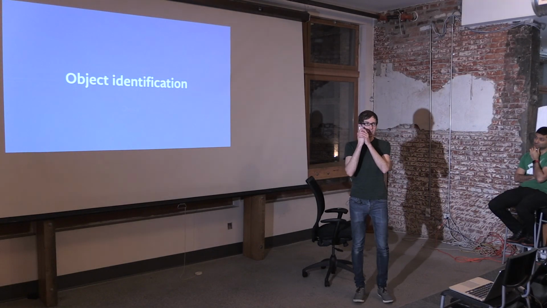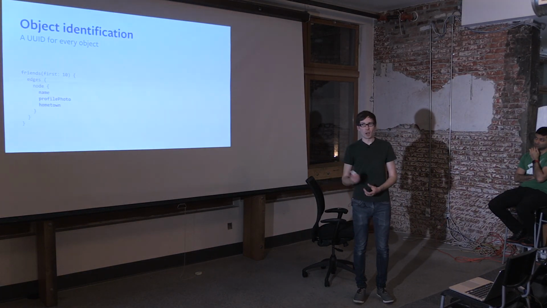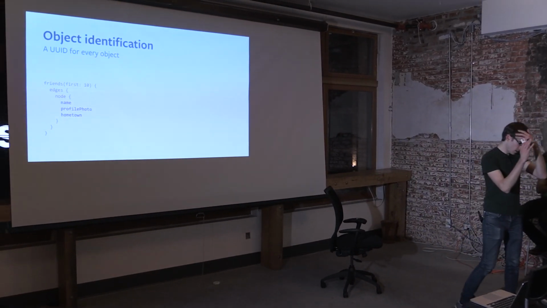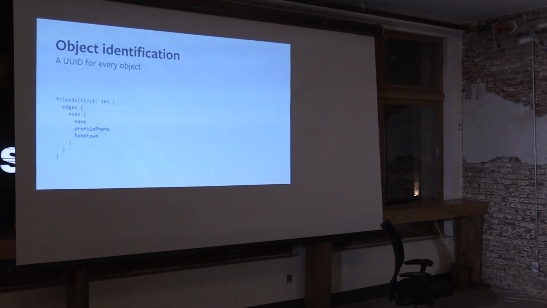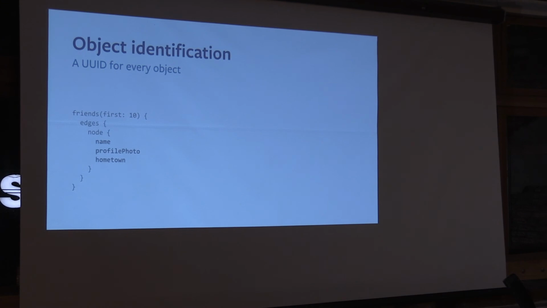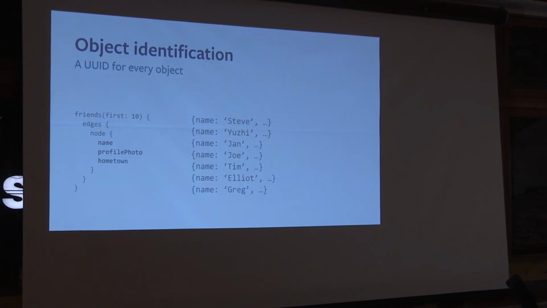All right, design decision number two. Object identification. So in the Relay specification, we say every one of your records, every field that returns an object, should return an ID. And we do it for this reason.